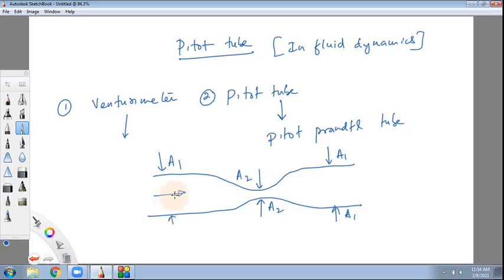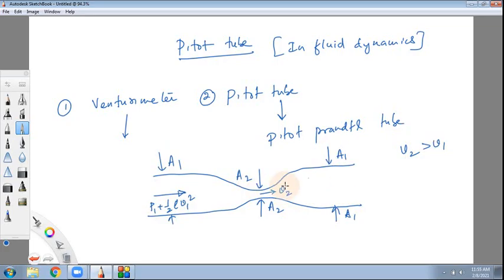If I apply Bernoulli, the pressure here is P1 plus, if I take the speed here as V1, half rho V1 square. And suddenly when it comes to this constriction, this narrow portion, we saw that when water enters the narrow portion where the area is less, the speed is more. So here the speed V2 is more than V1.